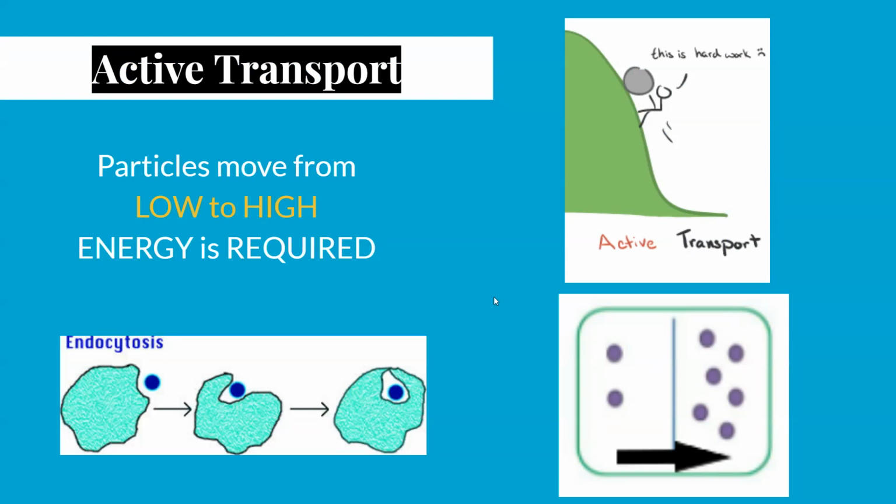The next topic we're going to cover is active transport. In active transport, particles move from low to high, and we're going to require energy. So in this case, it's a lot different because we're not just rolling down the hill. It's not just going with the gradient, down the gradient. It's not easy. This is hard work. We're going to force things to go from where they're in low concentration to where they're in high concentration. And so this will require energy.